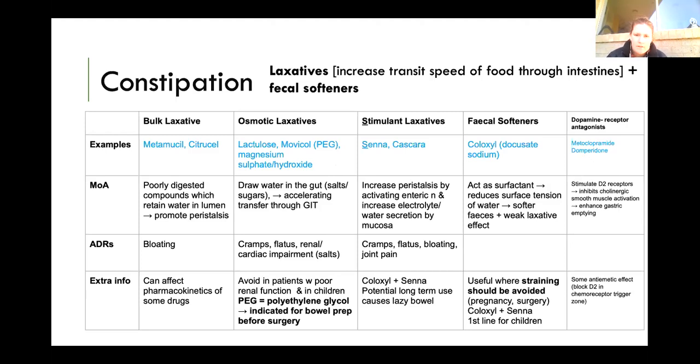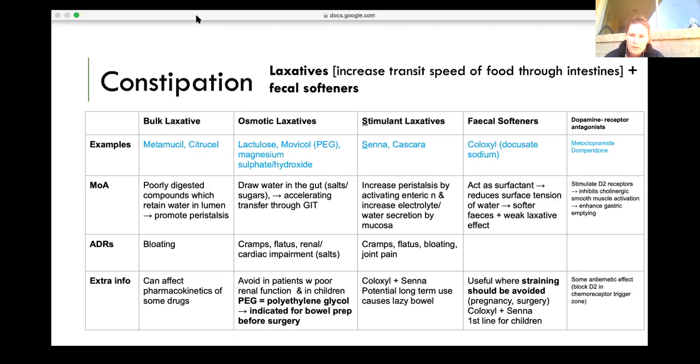There's also stimulant laxatives, so that's Senna. So I remember S for stimulant, S for Senna. And that's increasing peristalsis by activating your enteric nervous system, and also increasing secretions. And potentially there might be some concern that it can cause lazy bowel long term, but I don't think that's that important. And then for fecal softeners, the main one is Coloxil, and often Senna and Coloxil are used in combination in elderly people. So Senna being the stimulant and Coloxil being the fecal softener. And it's like a surfactant, so it reduces water tension and softens feces, and also has a weak laxative effect.